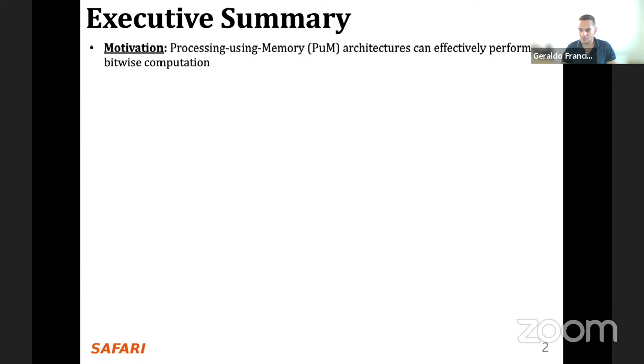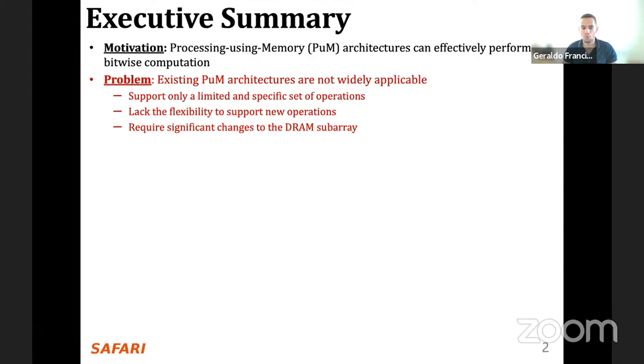As I just mentioned, there are prior works that show that we can do some simple bulk bitwise operations using the principles of DRAM operation without any additional logic, which is quite good for throughput and for energy efficiency. However, those approaches suffer from some problems, because even though these prior works have shown how to fundamentally do bulk bitwise operations using the principles of DRAM operation, they only support a limited and fixed set of operations, usually Boolean AND, OR, NOT, XOR. And they lack the flexibility to enable the user to implement other operations.